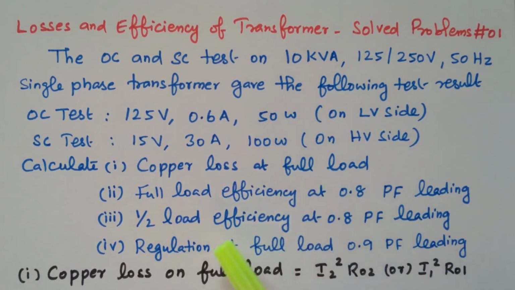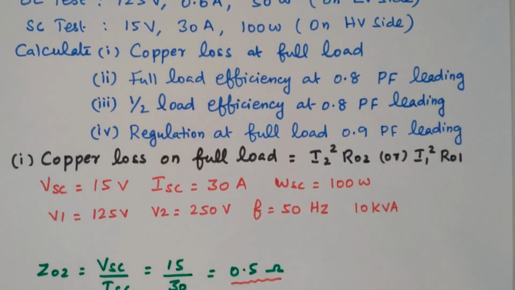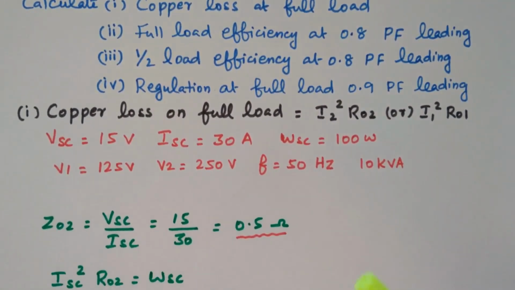Copper loss at full load, efficiency at 0.8 power factor leading, half load efficiency at 0.8 power factor leading, voltage regulation at full load 0.9 power factor leading. First we will see the copper loss on the full load. So copper loss on the full load is I2 square R02 or I1 square R01. So copper loss is nothing but I square R.